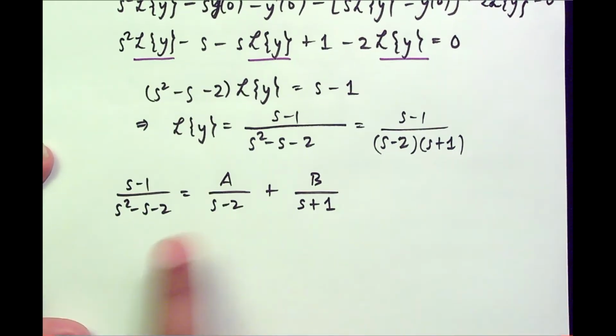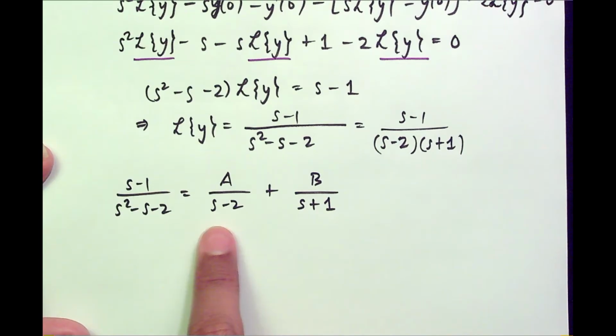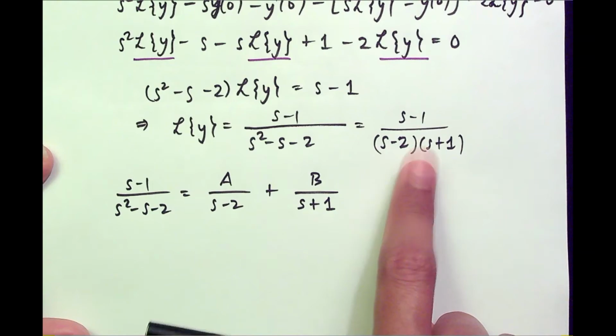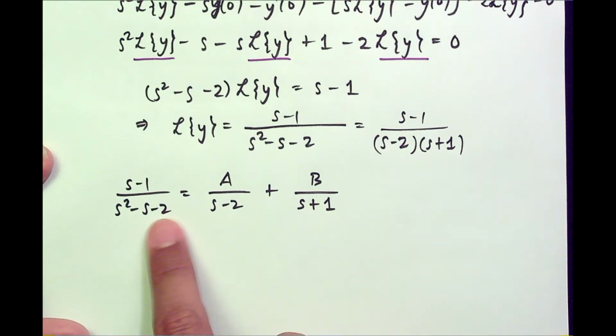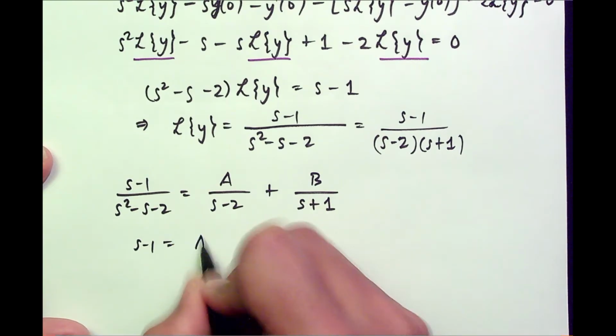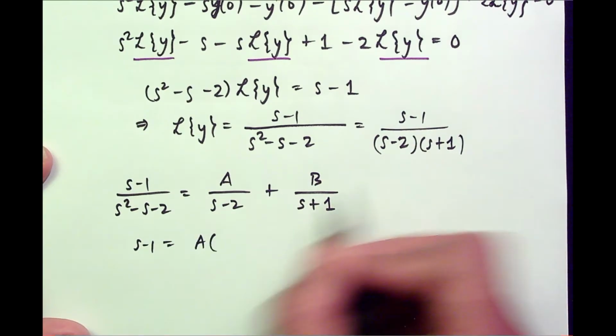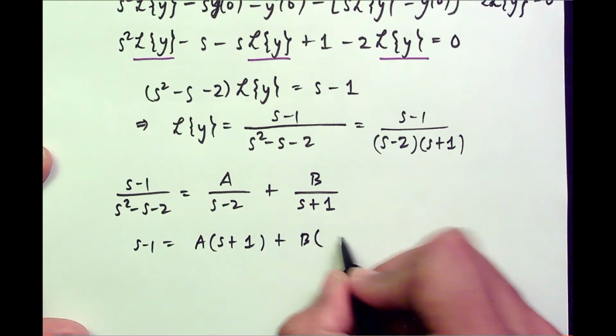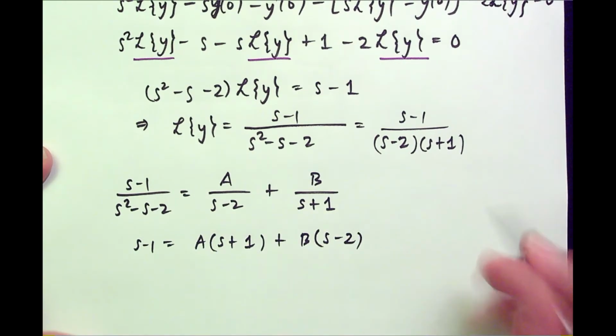And then, remember, this is the same as that, so multiplying by that on both sides is going to get rid of that. So you're going to get s minus 1 equals A multiplied by this. The s minus 2 cancels, so you end up with this. And the s plus 1 cancels, so you end up with that.